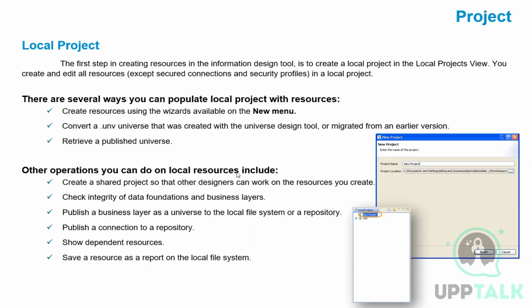So one other operation you can do on a local resource: just right click on the connection, and then you can publish that connection to a repository. If the connection is already made, you can right click on it and publish to repository. We can show dependent resources, like what are all dependent on each other.